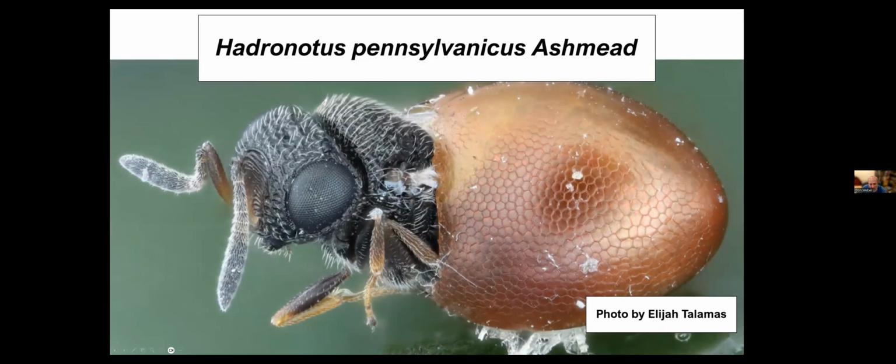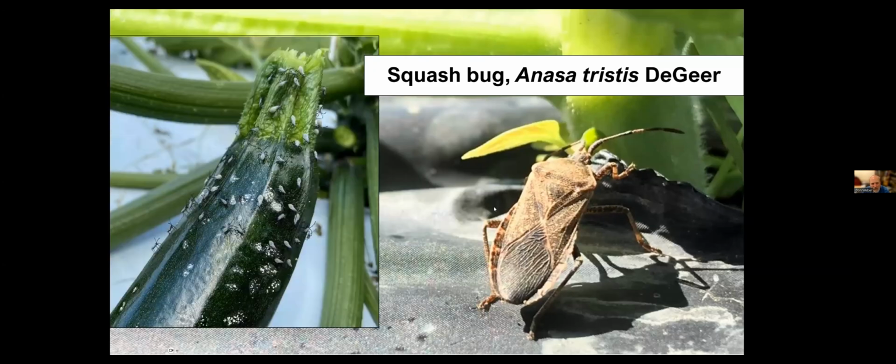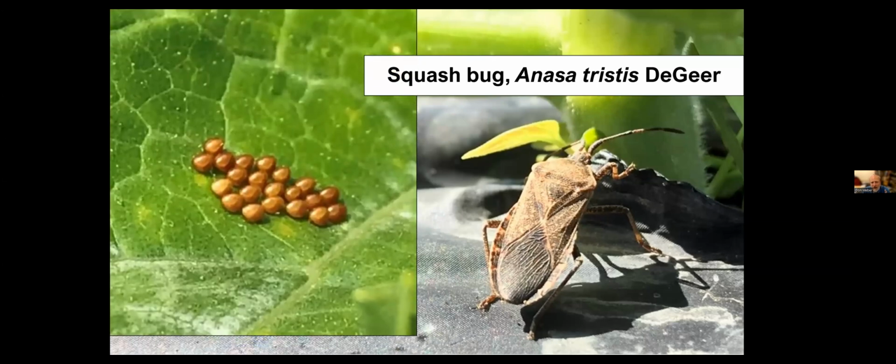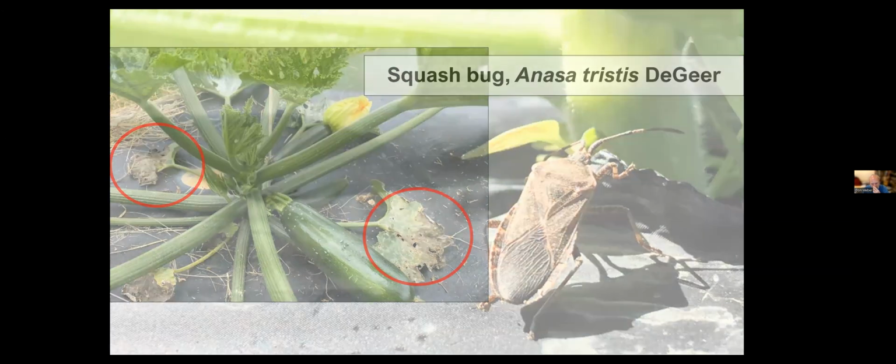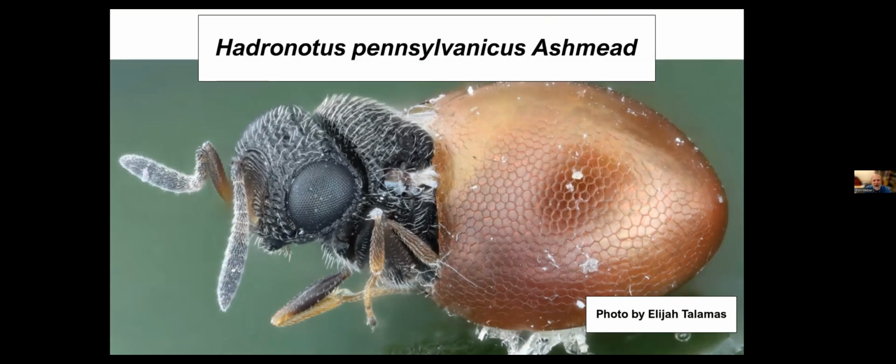Here's the hero of the story. A very small, remember that egg? That was very small, just about 1 millimeter in diameter. And that's what the egg mass looked like. And here's the little guy, used to be called Gryon, now called Hadronotus pennsylvanicus.